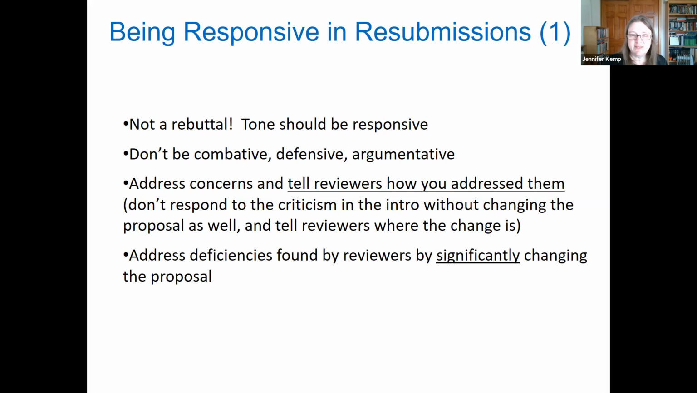Make sure you address any weaknesses that your reviewers have identified by significantly changing the proposal. So don't just do a little tweak here, do a little tweak there. Really take their words to heart and make a big revision to your proposal for whatever change you're making. If you were underlining your changes, it shouldn't be a situation where you have 2% of the text underlined. You should make more significant revisions than that.